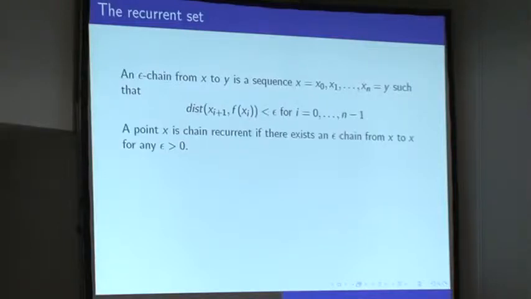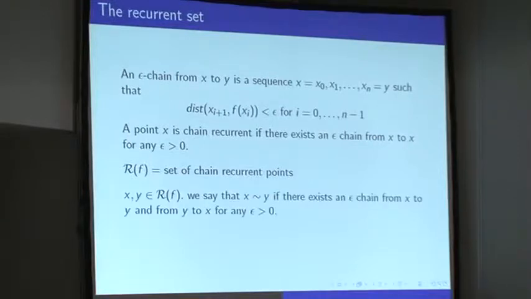A point x is called chain recurrent if there exists an epsilon chain from x to x for any epsilon. So this means that we can go from x and get back to itself by an epsilon chain for any positive epsilon. And R of f is the set of chain recurrent points. When we have two points in the chain recurrent set, we have a relation, which is an equivalence relation. We say that x is equivalent to y if we can go from x to y by an epsilon chain, and from y to x with an epsilon chain, for any positive epsilon. This is an equivalence relation, and C of x, which we call the chain recurrent class of x, is the set of points that are in the same class of x.